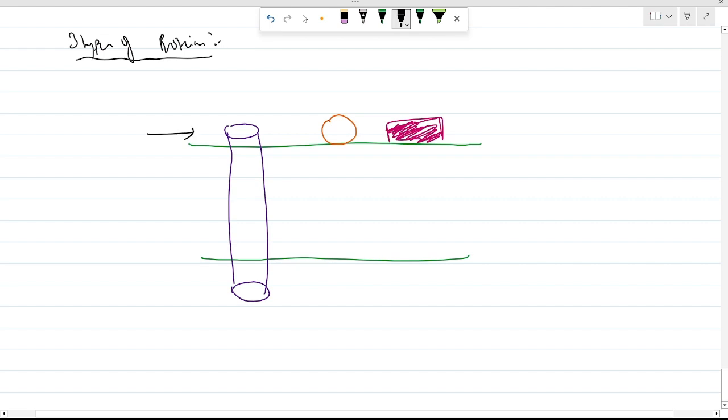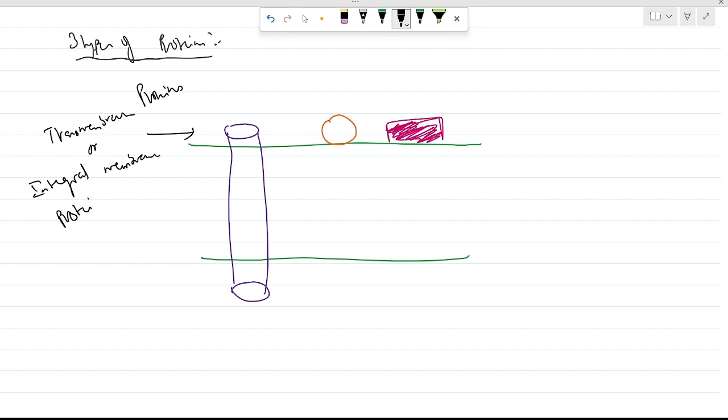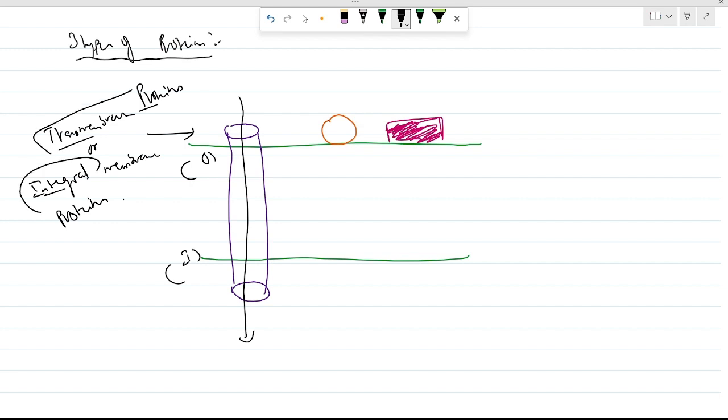This first one is called transmembrane proteins or integral membrane proteins. Why? Because they span across the cell membrane. This is the outer layer, this is the inner layer. They span across the membrane, so this is called transmembrane protein or integral membrane proteins.